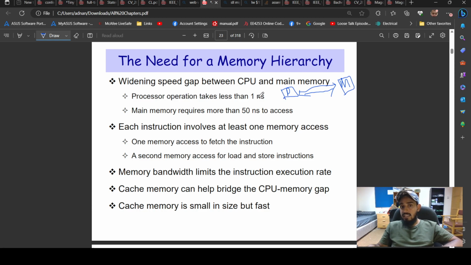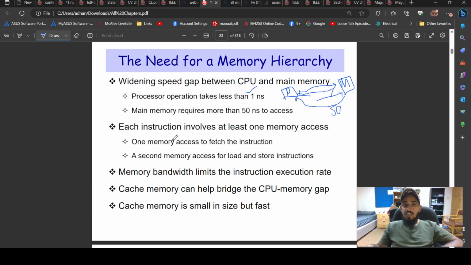So the speed is definitely less, as it's showing. A processor operation takes less than 1 nanosecond, because it is within the processor. But main memory requires more than 50 nanoseconds to access. Let's suppose I need some data: the address bus loads the address, the data is loaded on the data bus, and it comes toward our processor for fetching. That takes about 50 nanoseconds, which is a big time. So this gap is going to increase, and that's why we need some hierarchy.